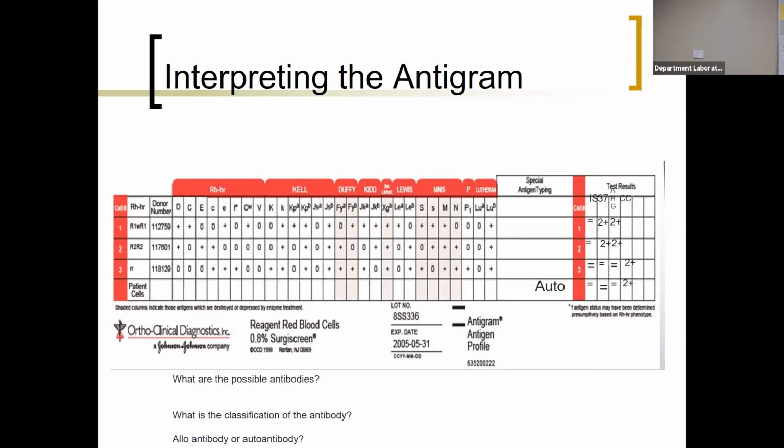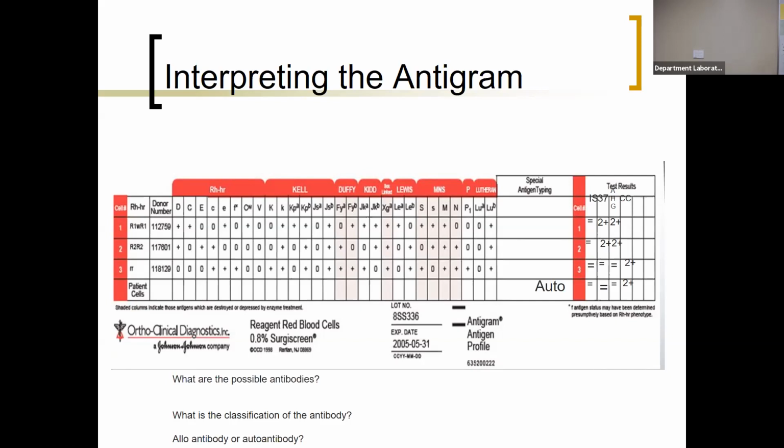Do you think this antibody is clinically significant? Yes. Do you think it's of IgG classification or IgM? IgG. And based on it being present on screening cell 1 and 2, but not on screening cell 3, what antibody do you think it is? Could it be D? Yes. Could it be big C? Could it be a combination of big C and big E?